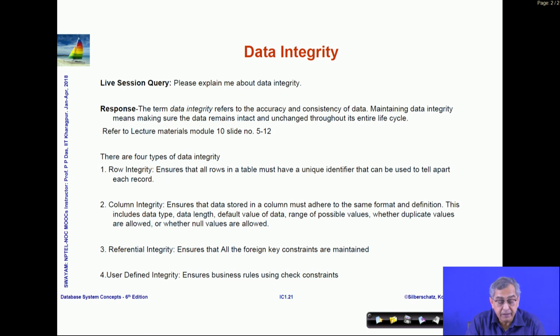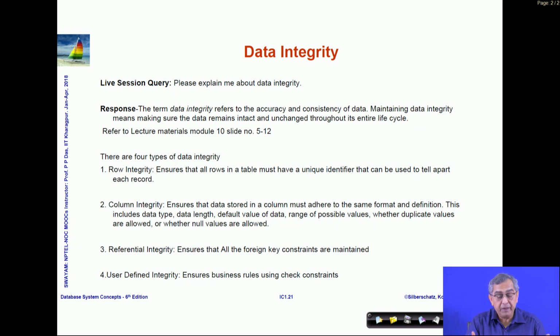One is row integrity, which ensures that all rows in the table have a unique identifier which can differentiate the rows, otherwise you will not be able to get back the row; there has to be uniqueness. Then there is integrity of the columns, that is every column entails data of the same type and the same length, with a default value if required, and whether you allow null values or not, whether you allow duplicates or not, those kinds of integrity questions.